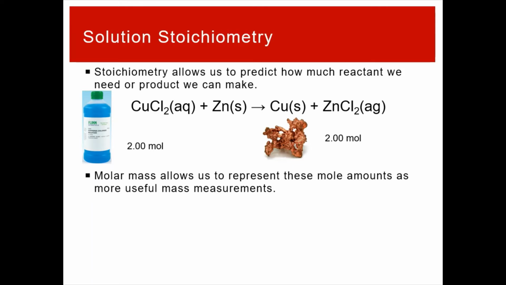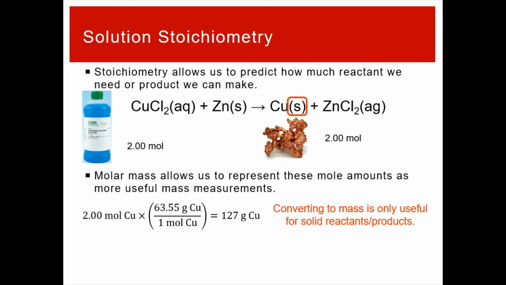So say the target amount is 2 moles of copper. If I want to turn that into a useful amount, it would be mass. I can use molar mass, and because it's a solid, that's a meaningful quantity.